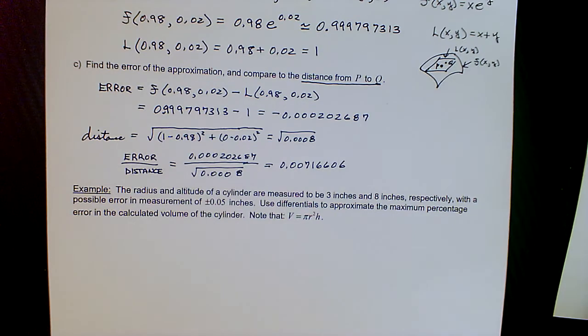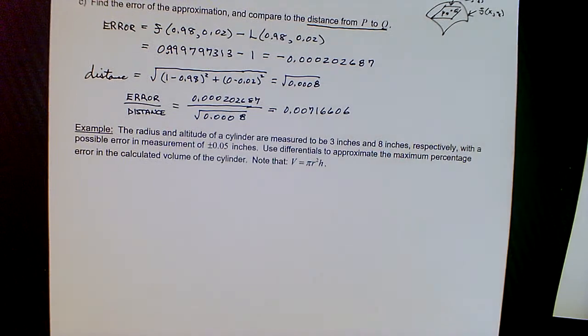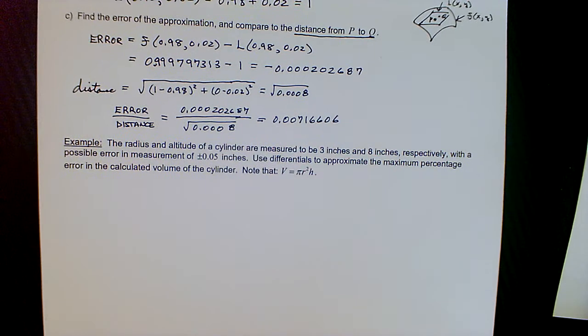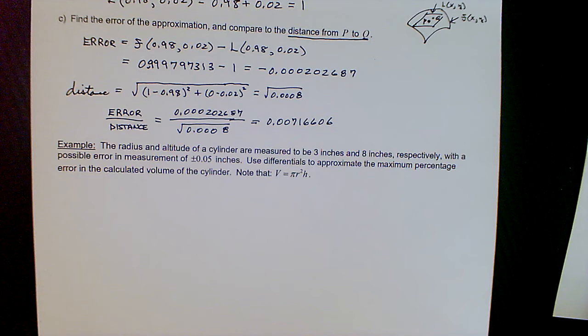Alright, the final problem in this section, and I think we can finish it in a reasonable amount of time here, is just a little word problem. It says the radius and altitude of a cylinder are measured to be 3 inches and 8 inches respectively, with a possible error of measurement of 0.05 inches. And it says use differentials to approximate the maximum percentage of error in the calculated volume.